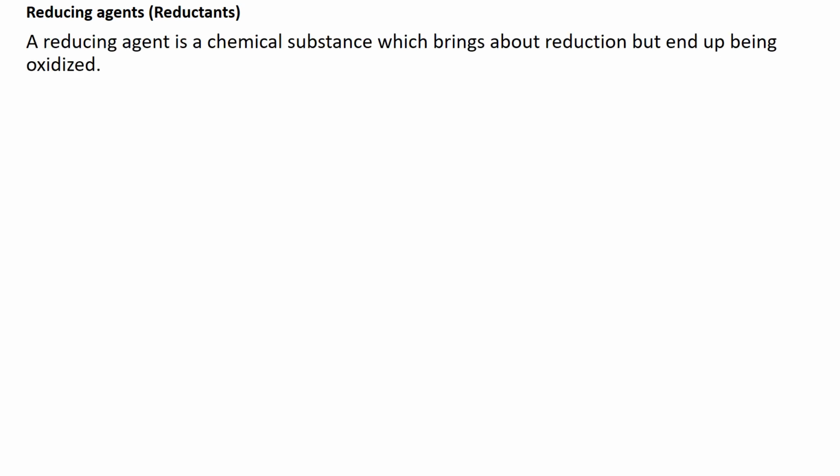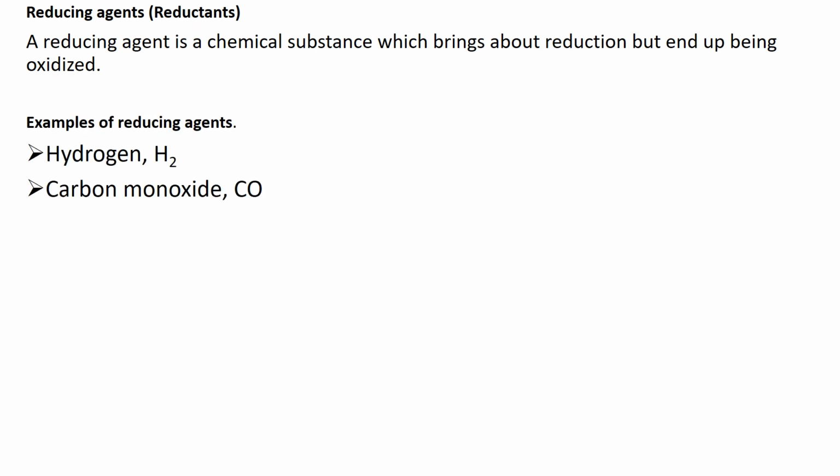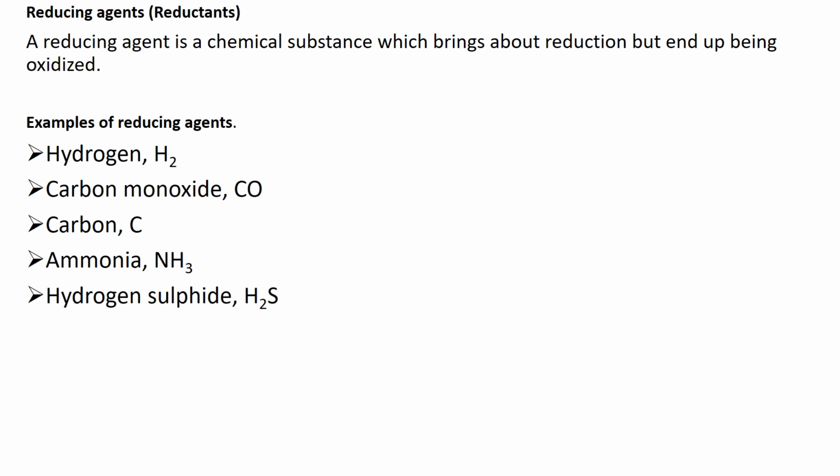So a reducing agent is a chemical substance which brings about reduction but ends up being oxidized. So this is just the opposite of an oxidizing agent. So examples of reducing agents include hydrogen, carbon monoxide, carbon, ammonia, hydrogen sulfide, and sulfur dioxide. So those are reducing agents.